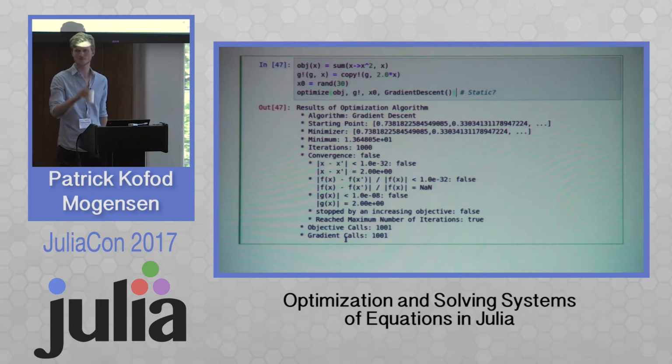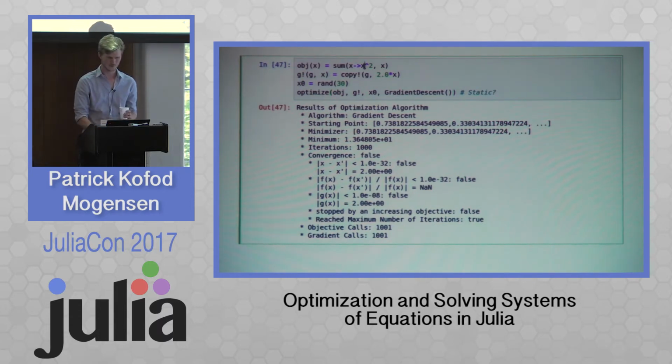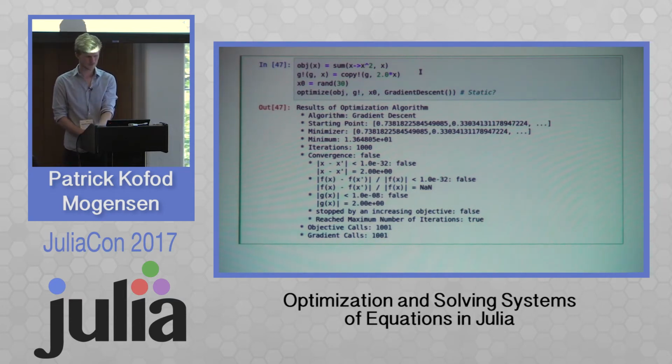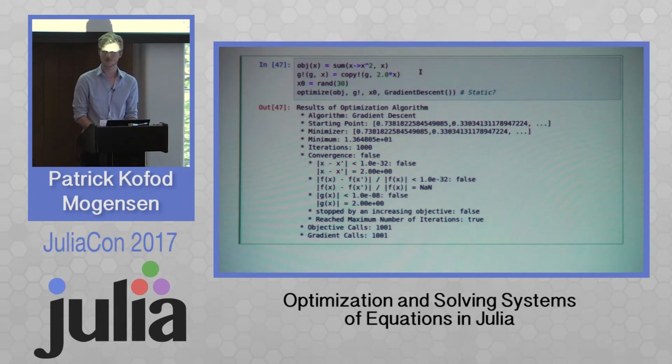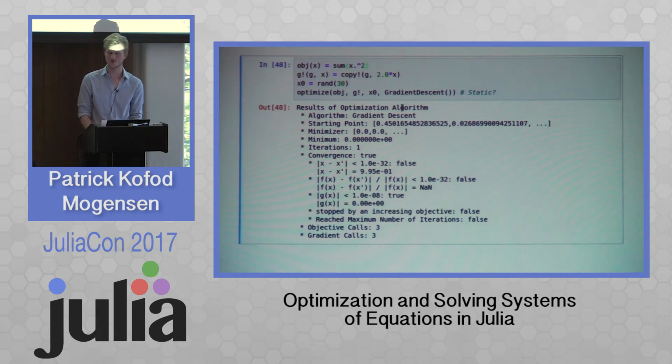I don't quite understand the definition of the objective function. It would seem simpler if you said sum x dot caret. Yes, this is just the sum function that takes a function and then an array. I think that function is exactly equivalent to sum x squared of x. So we could do it like this as well.